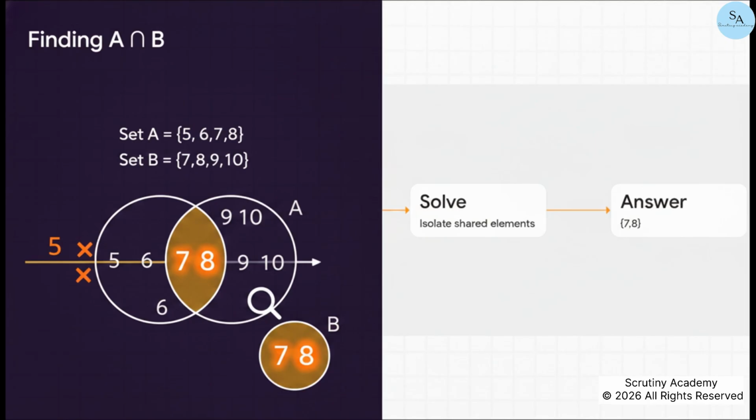To solve this step by step, we basically act like detectives looking for a perfect match. 5, nope. 6, no. But look at 7 and 8. They live in both sets. Notice how they're isolated in bright orange right now? Our final answer is simply the set of 7 and 8. You're doing great. See how easy this is when you just break it down visually?